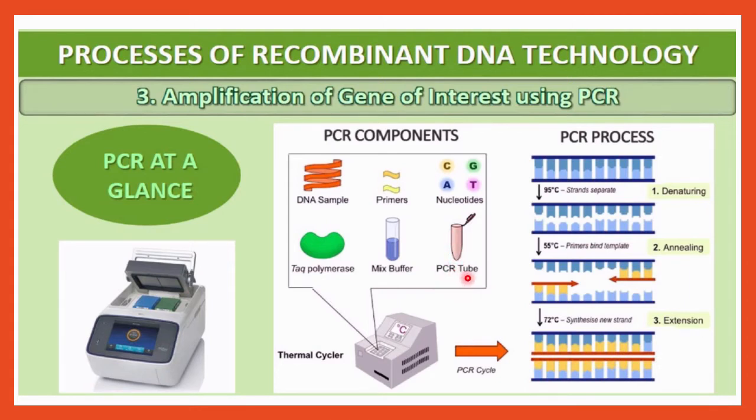Okay, that is a PCR tube, and this is the thermal cycler. So these are all the needed PCR components, we can say. By using all these components, you can perform the PCR technique, and when you perform it, it is followed by three steps.